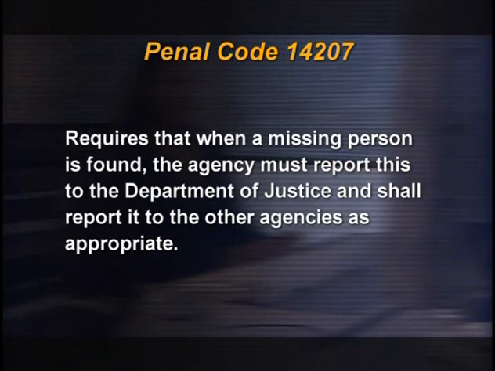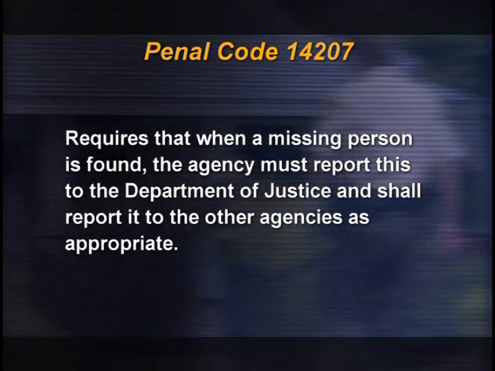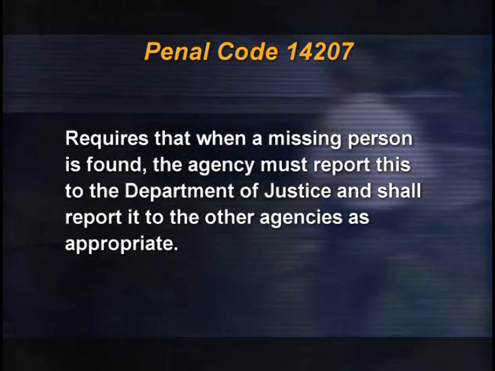Penal Code Section 14207 requires that when a missing person is found, the agency must report this to the Department of Justice and shall report it to the other agencies as appropriate.